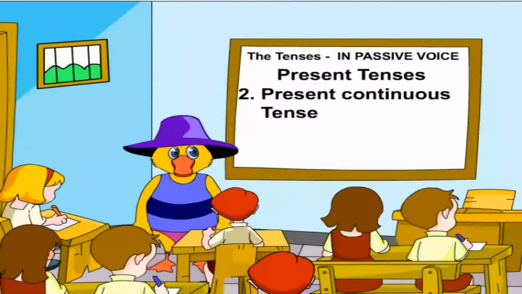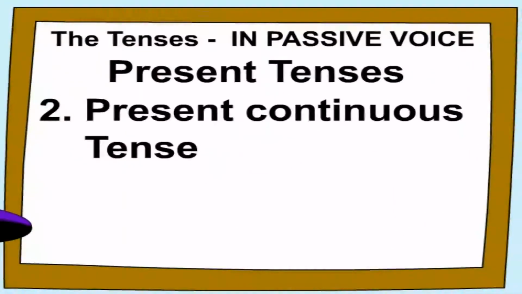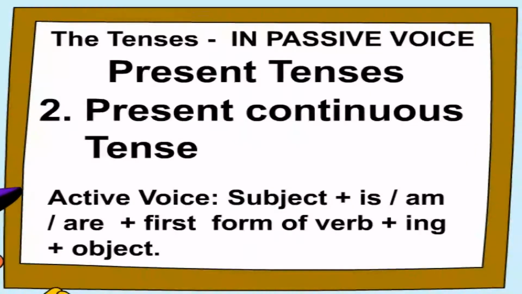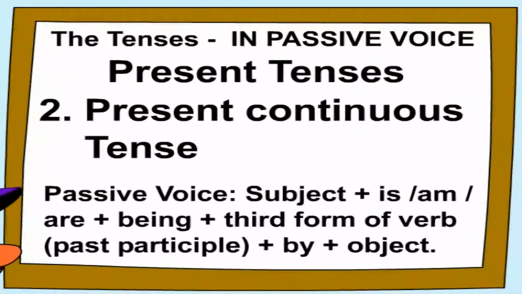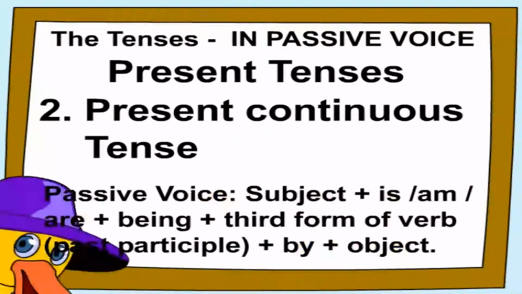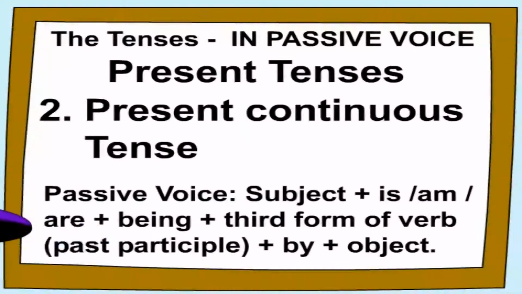2. Present continuous tense. Active voice: subject plus is, am, are plus first form of verb plus ing plus object. Passive voice: subject plus is, am, are plus being plus third form of verb, past participle, plus by plus object. Examples.